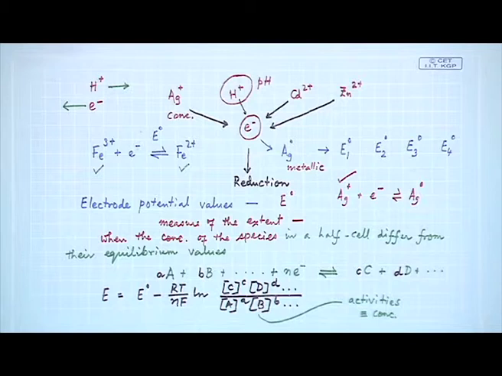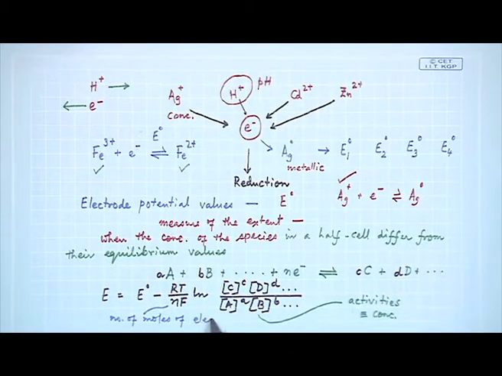Then what we find here is also very important: R is the universal gas constant, T is the temperature of the measurement, and n is the corresponding number of moles of electrons.